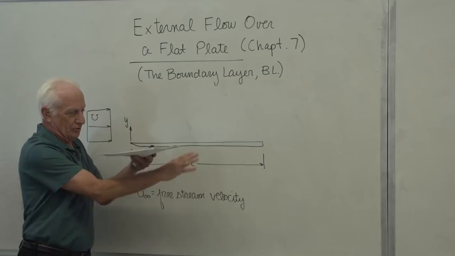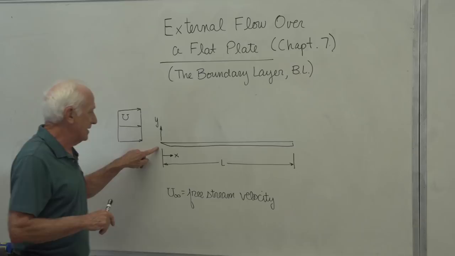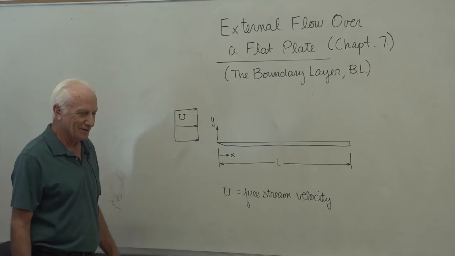This is L. We measure x from the front of the plate. The plate is assumed to be sharp-edged, so we get a nice clean cut on the velocity approaching it. The velocity approaching it is capital U. The heat transfer textbook uses U infinity. We've got to shift gears. We're in ME312 fluids. They call U, capital U, the free stream velocity.